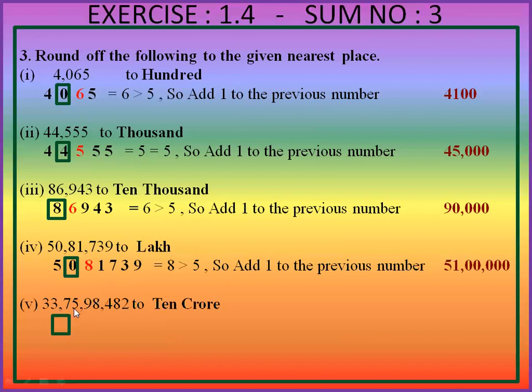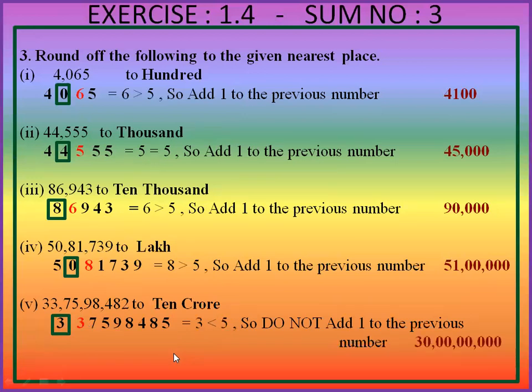33,75,98,482 to 10 crores. So the number in the 10 crores position is 3. And the number in the crores position is also 3. 3 is less than 5. So you cannot add 1 to the previous number. You have to just ignore. That means you have to replace all the numbers by 0. And your answer is 30 crore.